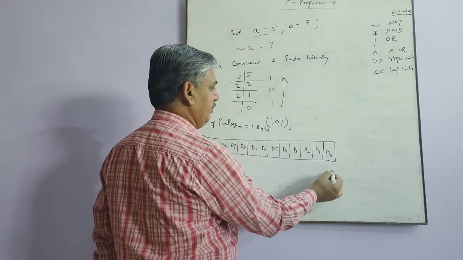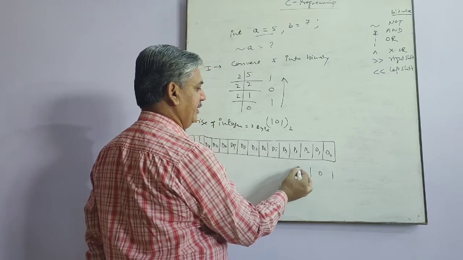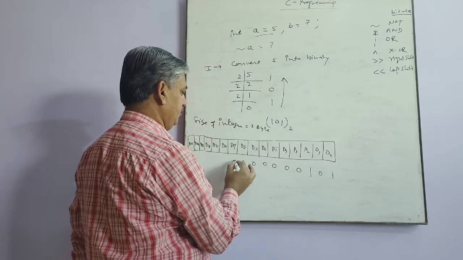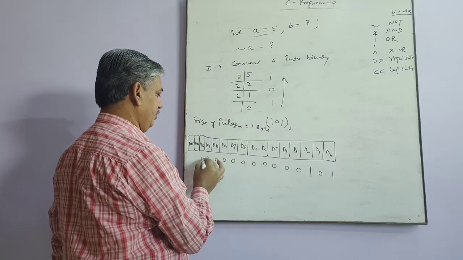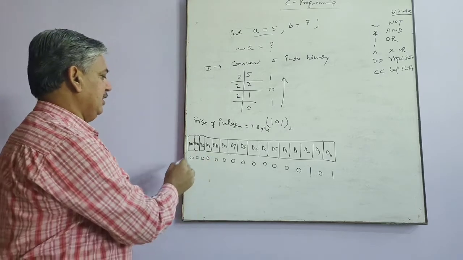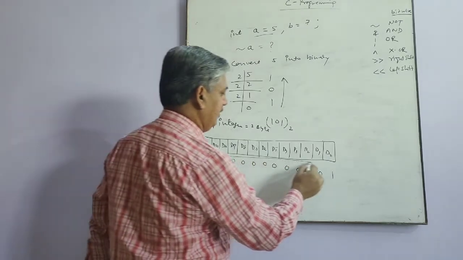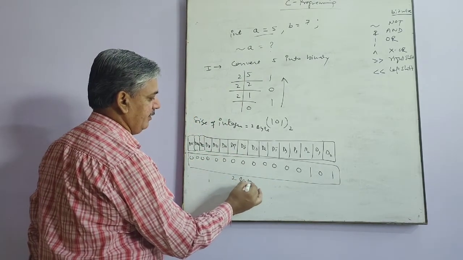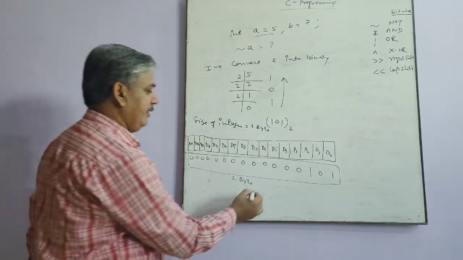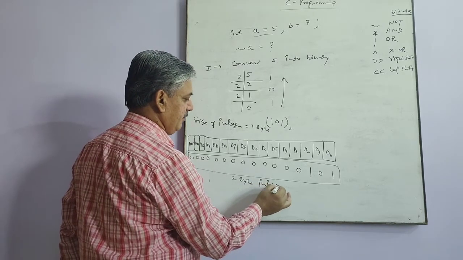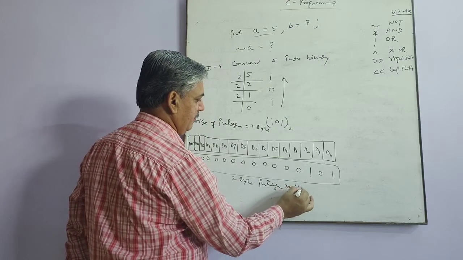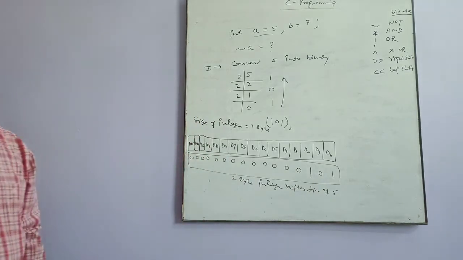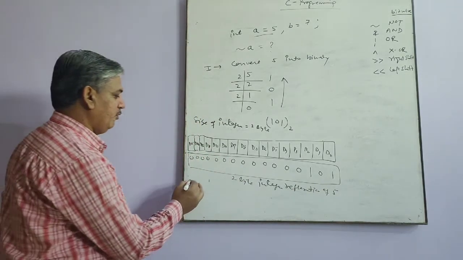So how to write this 101? 101 and the remaining bits are filled by 0. So this is the two-byte integer representation of 5. Clear? Now we want to compute what?